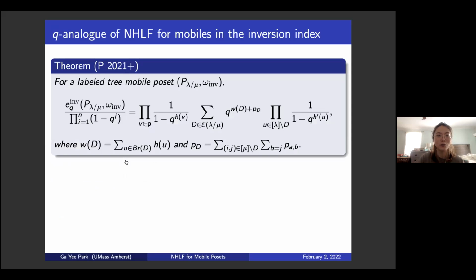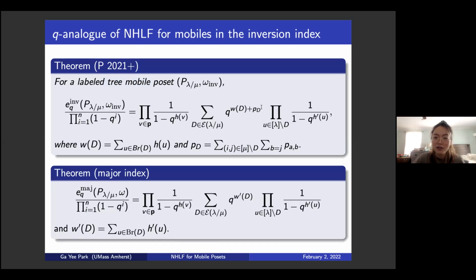Couple of things to note. One of them is the fact that this is not just a general mobile poset, it's a tree mobile poset, because recall that for the inversion index, we didn't have a formula for all the complete posets. We only had it for the trees. So that would tell us that my mobile poset also has to be trees, because I can't attach any incomplete posets anymore.